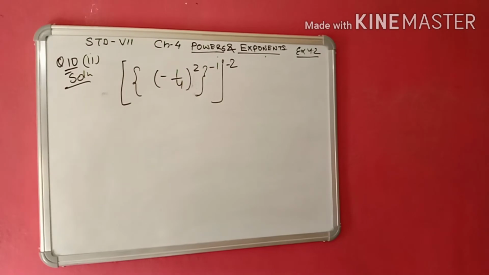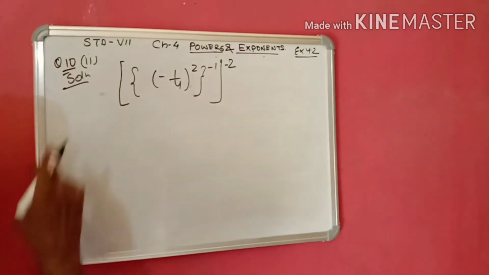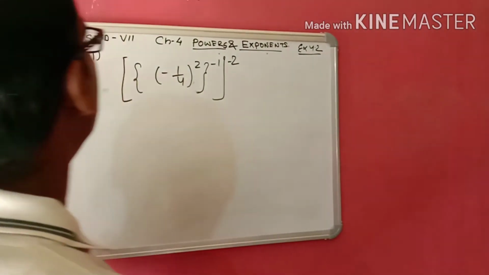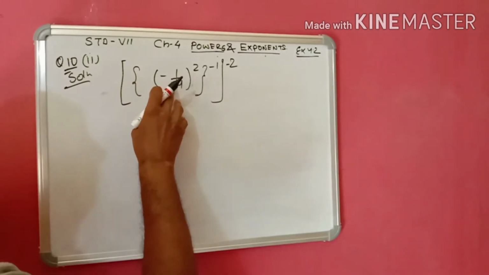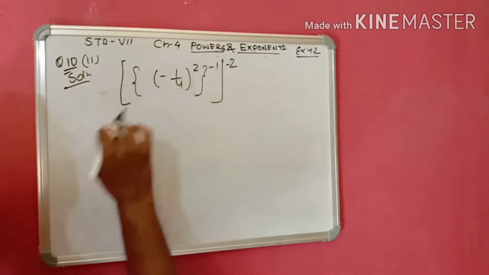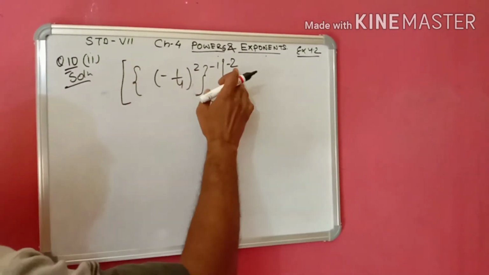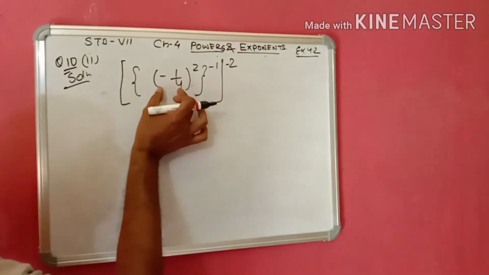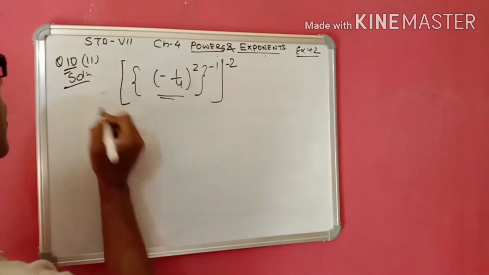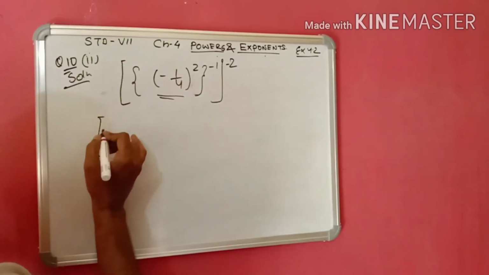Question number 10 second. This question is very important. See, first of all, within the small bracket it is given minus 1 by 4 to the power 4, then curly bracket, its power is given minus 1, and then big bracket, the power is minus 2. First of all, we have to solve this part. So let the big bracket remain same.